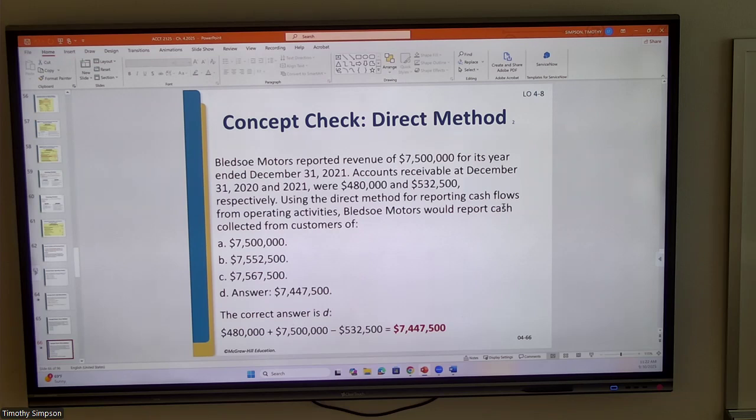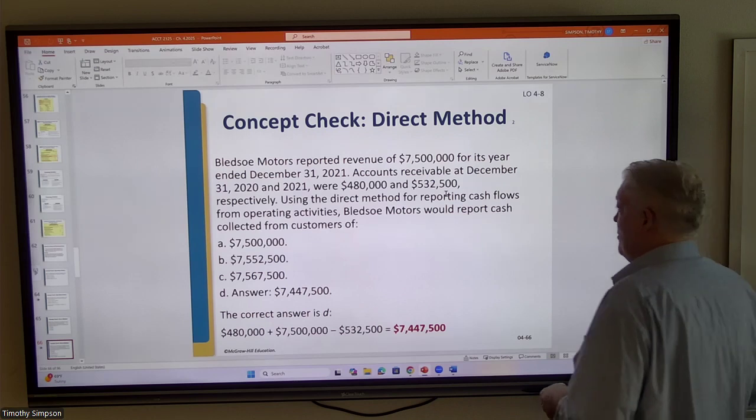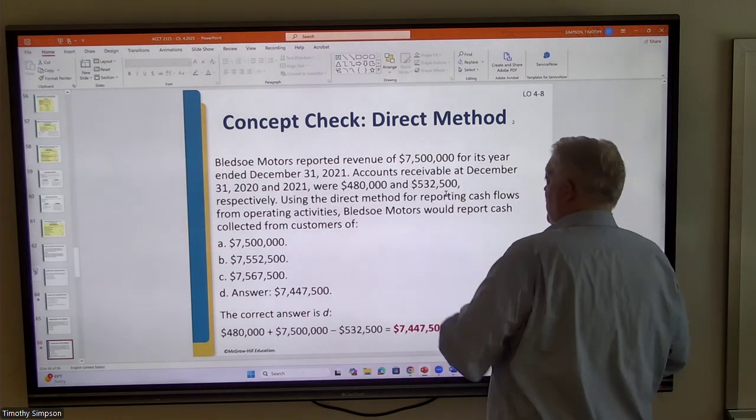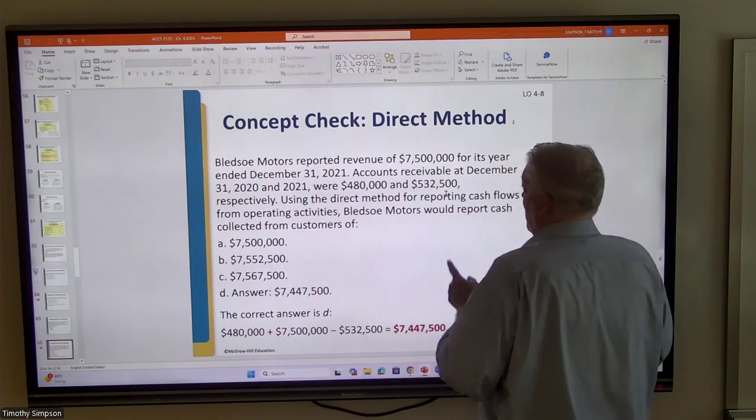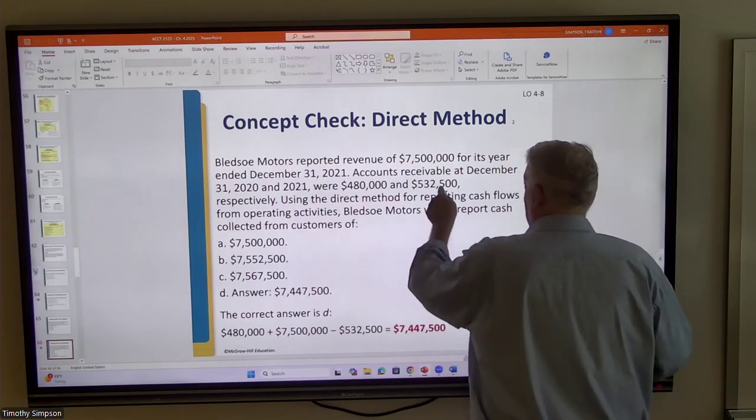Now, where did that come from, right? We had revenue of 7,500,000, right? And so we probably received most of it during the year. Obviously, the numbers sort of bear that out. We also collected some that was on hand at the beginning of the period. So this 480 has to be added to that. But then we did not collect the 532,500 because why? If we collected it, it wouldn't be an account receivable at the end of the year. So remember, we started the year with 480,000 in receivables. We had revenue, which we are assuming most of it was collected, but not all. What was not collected was 532,500.